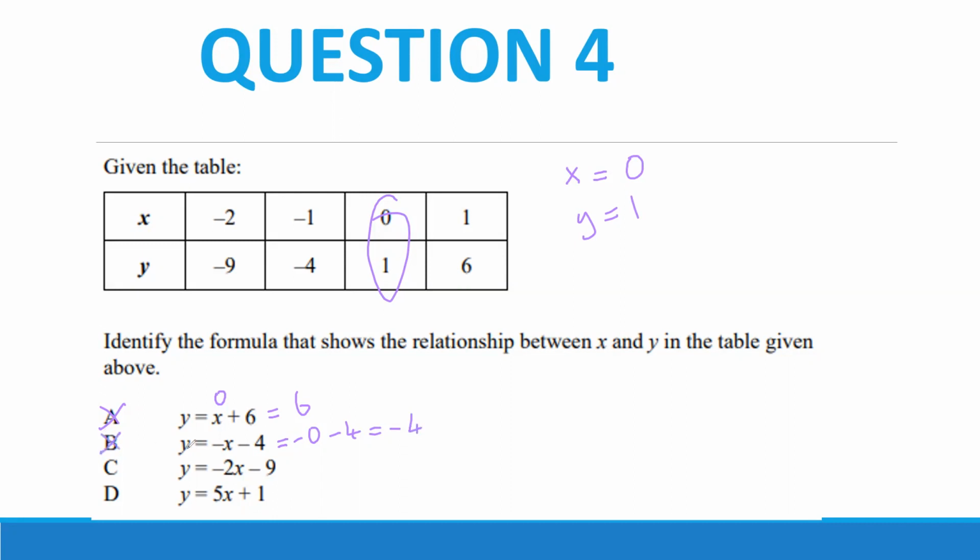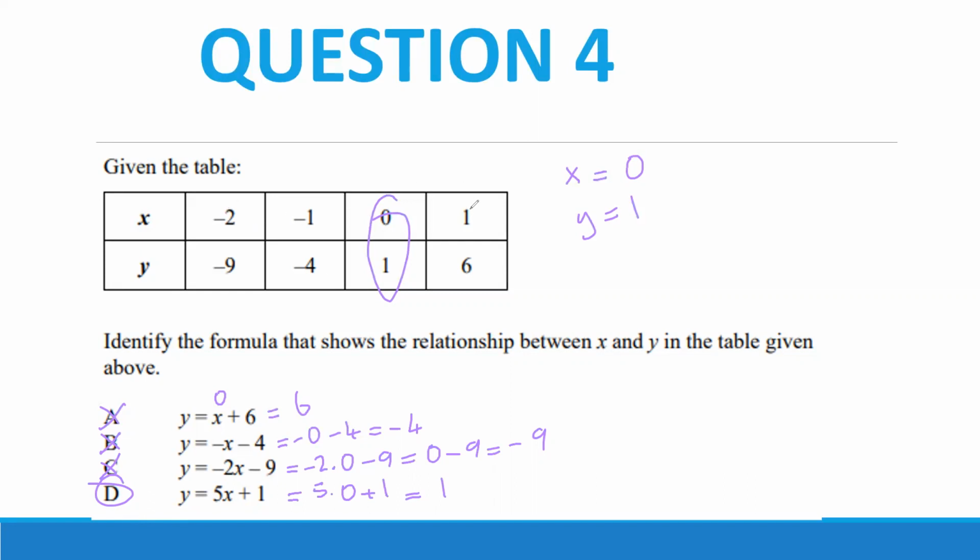Option B is also gone. And the next one, negative 2x. So negative 2 times 0, minus 9, and you are getting 0, minus 9, and minus 9. But I should get 1. So only one option left. So my answer is D, but we should try. Let's try that. 5 times 0 plus 1, and then you are getting 1. Yes, the answer is this one.